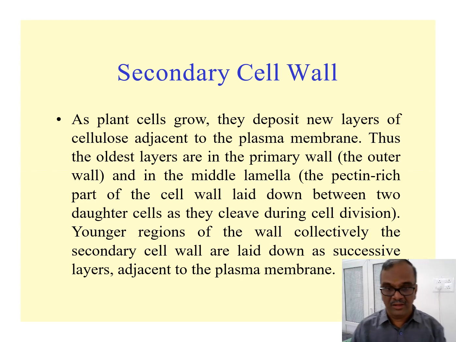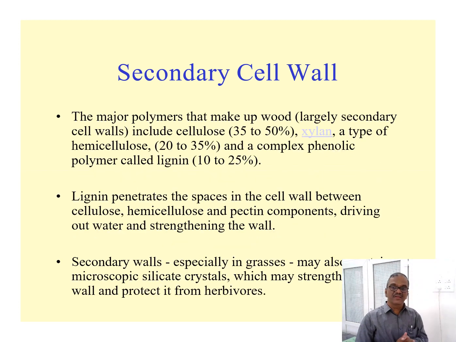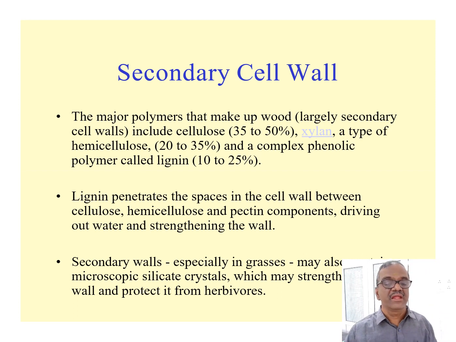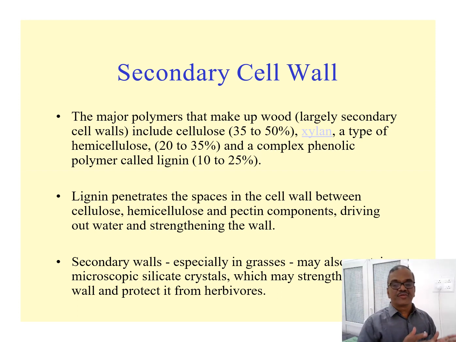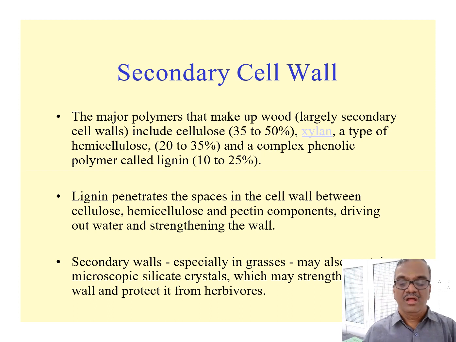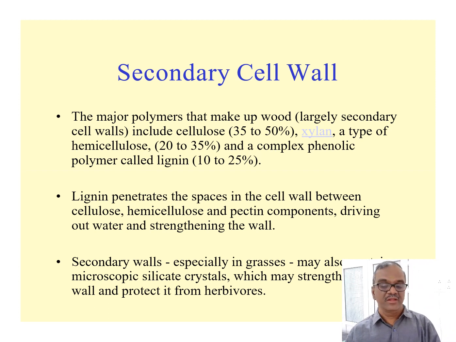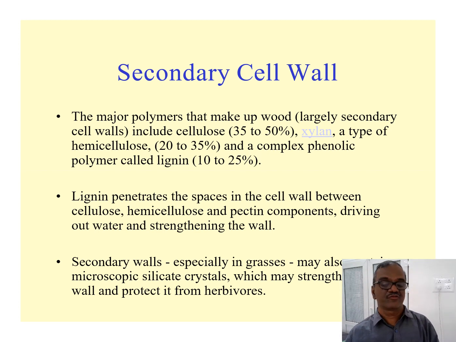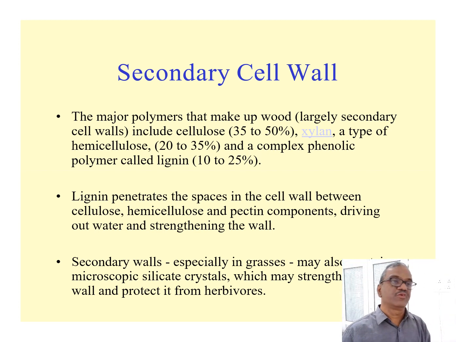Okay, right. In this secondary wall there are a lot of substances, as we studied: mainly cellulose, then hemicellulose, then lignin, which is present at 10 to 25%. This lignin is the most important for strengthening the wall. Besides the lignin, silicon is also present in the case of grasses, as silicates.